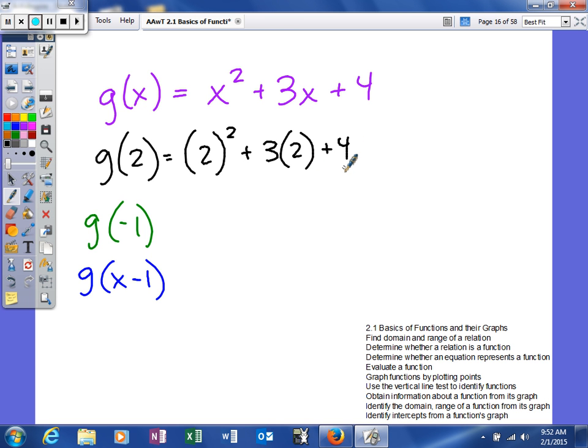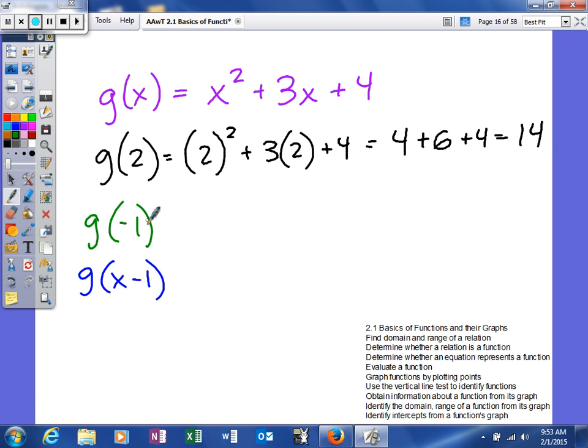So now when I plug in and find g of 2, again I replace it, and I just need to do order of operations. When you square 2, you get 4. Here, this will give me a positive 6, and then plus 4. So when you combine those, you should get 14 as your answer. So g of 2 is equivalent to 14.